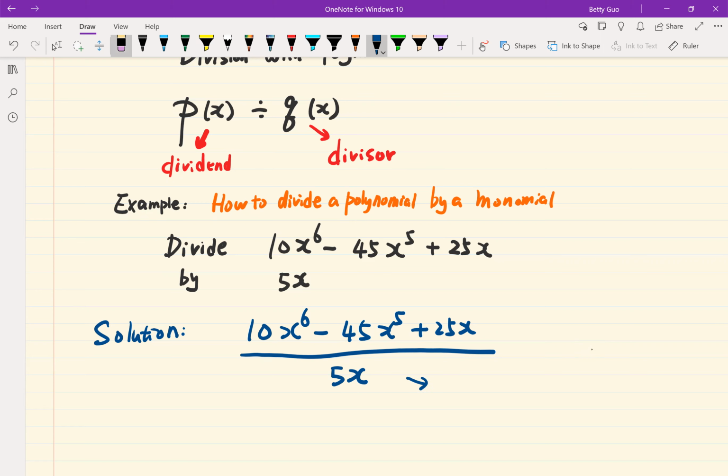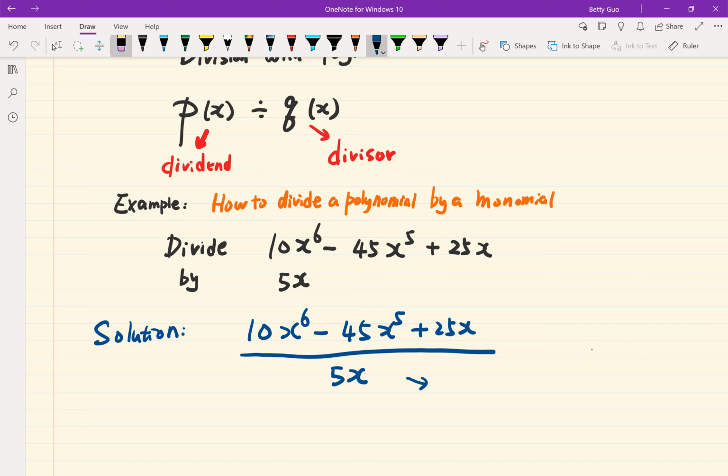Let me show you. If the numerator has more than one term, in this case 3 terms, part 1, part 2, part 3, or term 1, term 2, term 3, and the denominator is one term only, then we can write the division as term 1 in the numerator divided by the denominator plus term 2 in the numerator divided by the denominator plus term 3 in the numerator divided by the denominator. That's how we process this division in example 1.